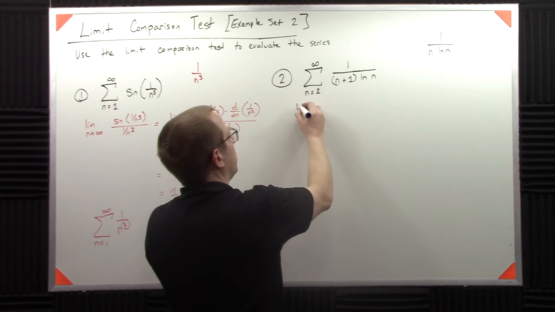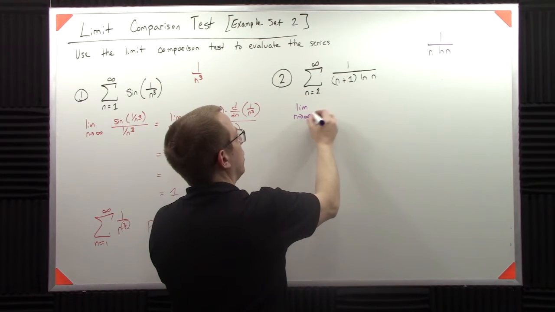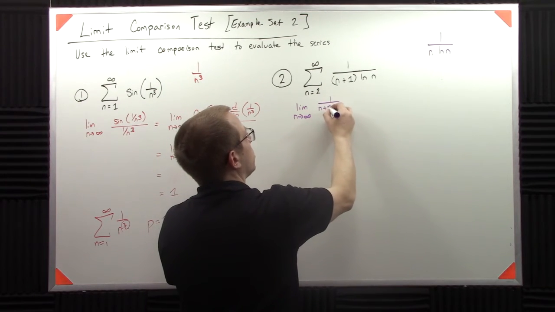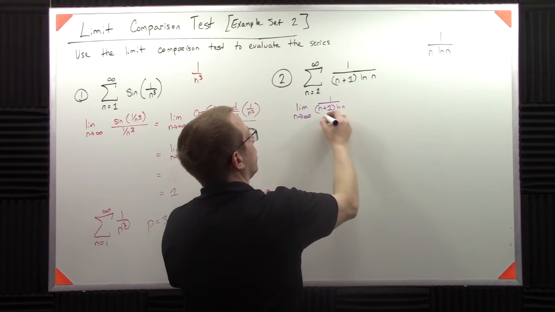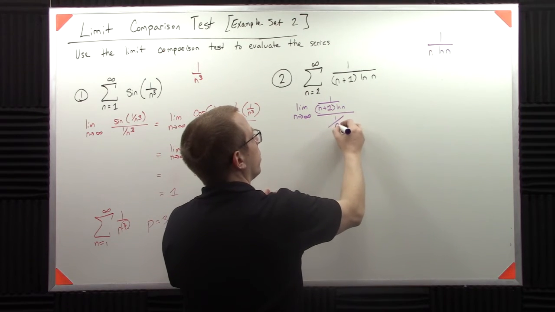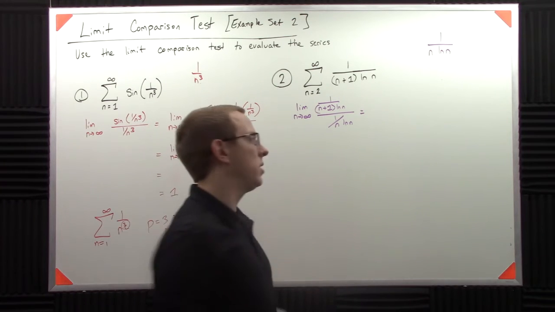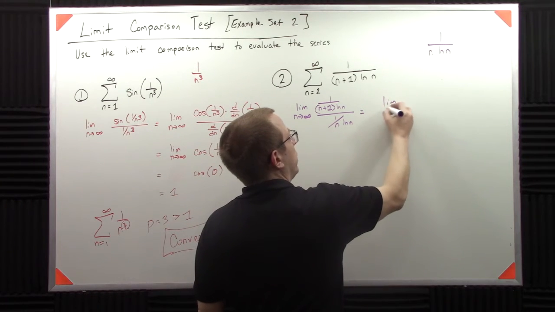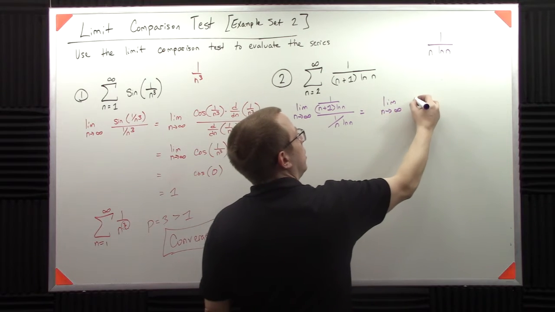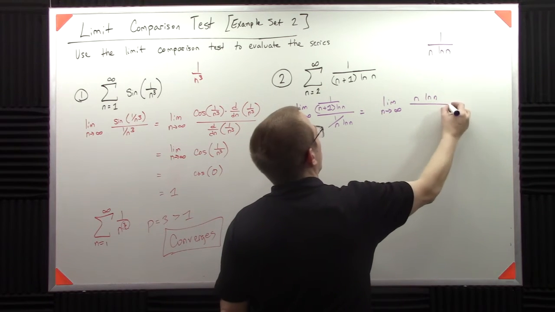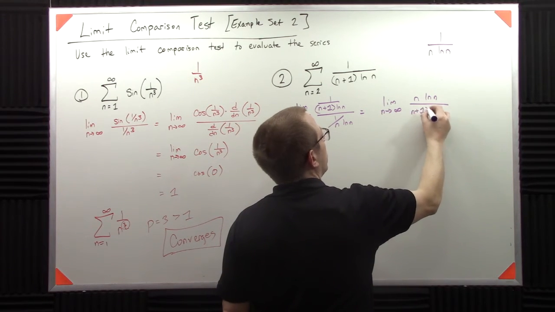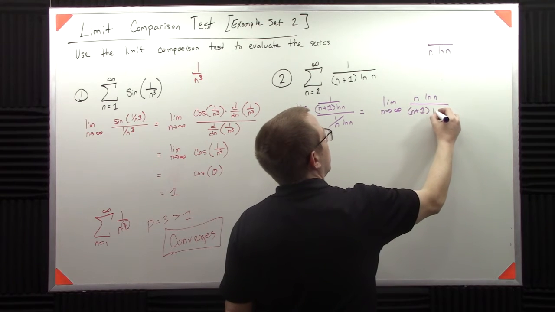So I'm going to take the limit as n goes to infinity of 1 over n plus 1 natural log n over 1 over n natural log n. Now, of course, we're going to rewrite this because that's disgusting. So we're going to rewrite that as n natural log n over n plus 1 natural log n.